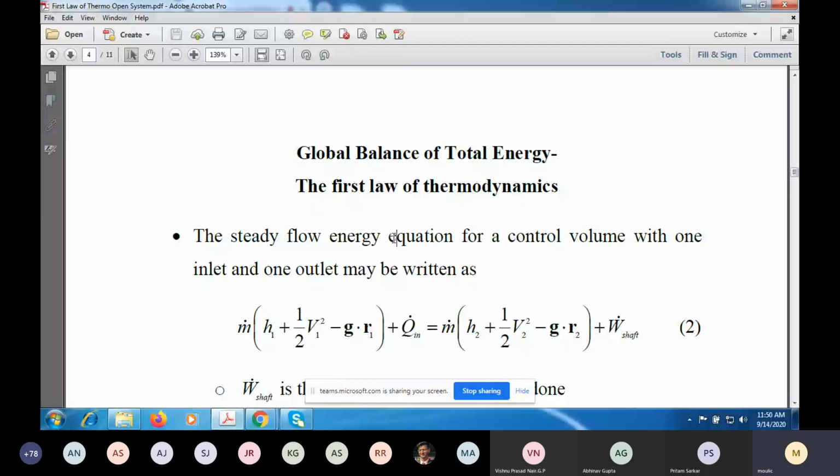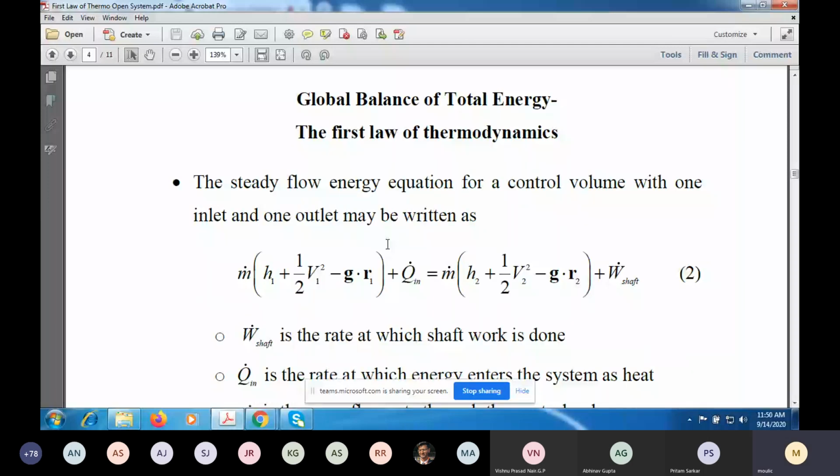So here I've just written it down. Now last year I had access to a blackboard, so I had actually derived it, but today I'm just writing it down over here. If there are queries, I'll answer later. So it is the mass flow rate m dot times the energy that is flowing into the control volume through the inlet, plus the rate at which energy enters as heat. So here this capital Q stands for heat, and the dot on top means the rate, and this IN means the energy which is coming in.